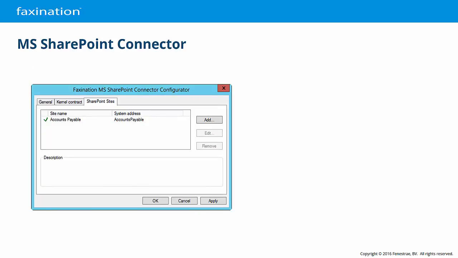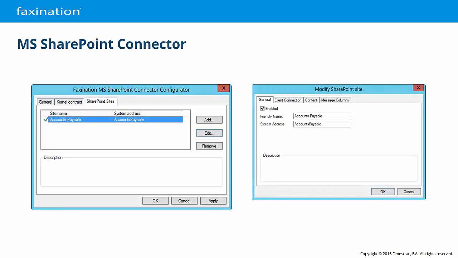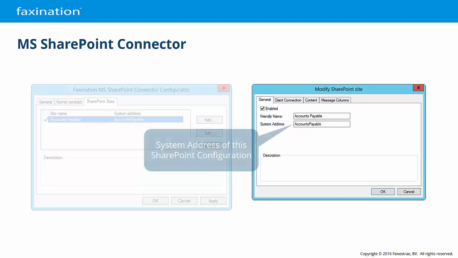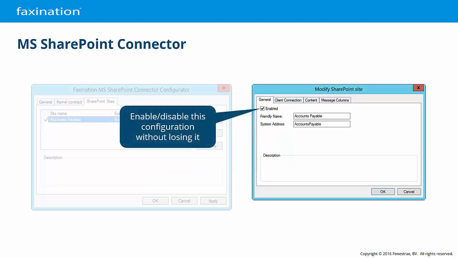The SharePoint Sites tab is used to configure one or more SharePoint-based URLs for inbound message delivery. You can specify a friendly name for this SharePoint site configuration, and the system address used to associate Faxination user entities with this configuration. You can also enable and disable this configuration without deleting it.